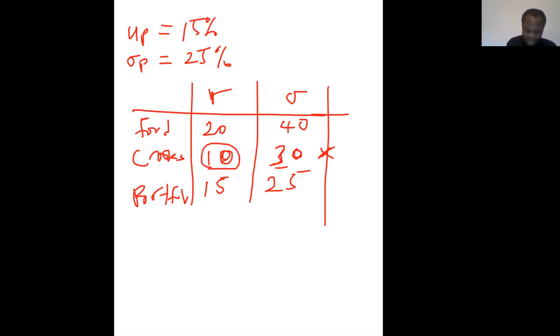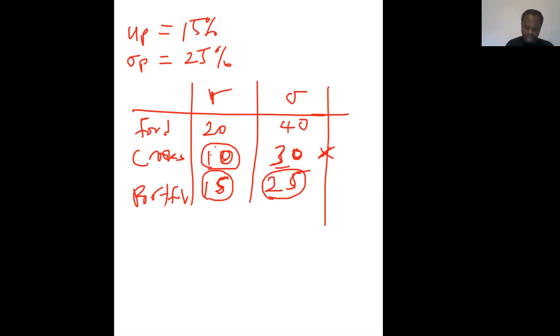Meanwhile, if you invest in the portfolio, you are having a lower risk of 25% and a higher return of 15%, which means investing all your money in Molson Coors is not an efficient portfolio. Why should you invest in Coors that is giving you a 10% return at a risk of 30%, when you could have invested in this portfolio with a return of 15%, which is higher than this, and at the same time at a lower risk?